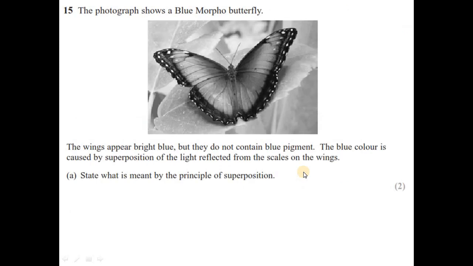Question number 15. The photograph shows a Blue Morpho butterfly. The wings appear bright blue, but they do not contain blue pigment. The blue color is caused by superposition of light reflected from the scales on the wings. State what is meant by principle of superposition.